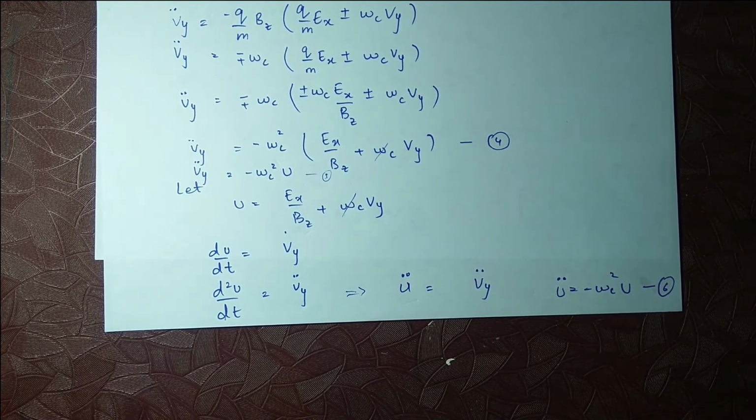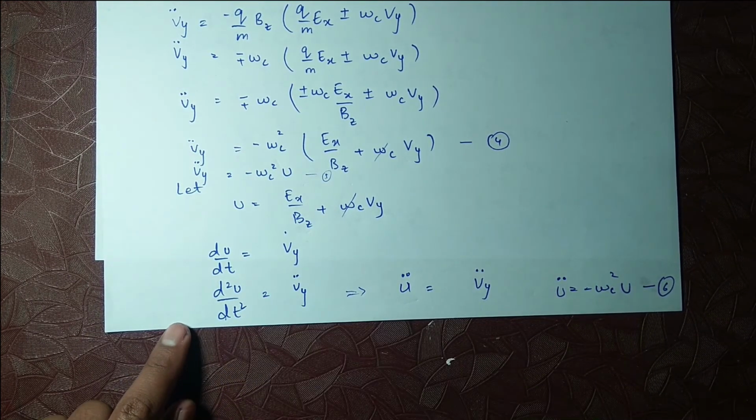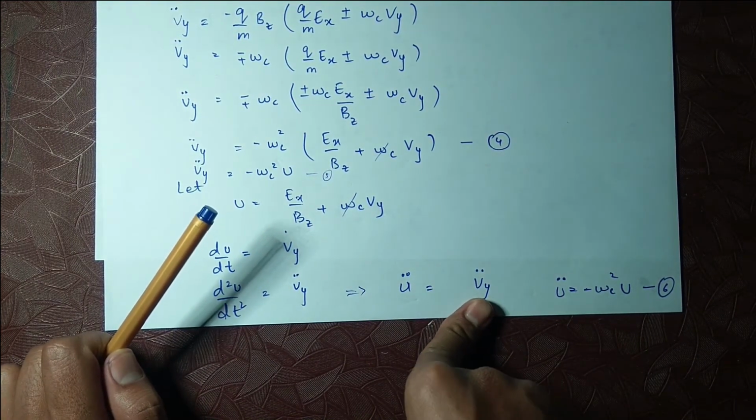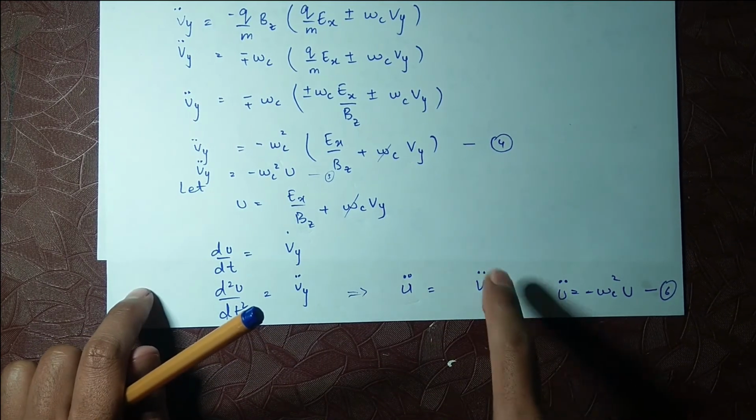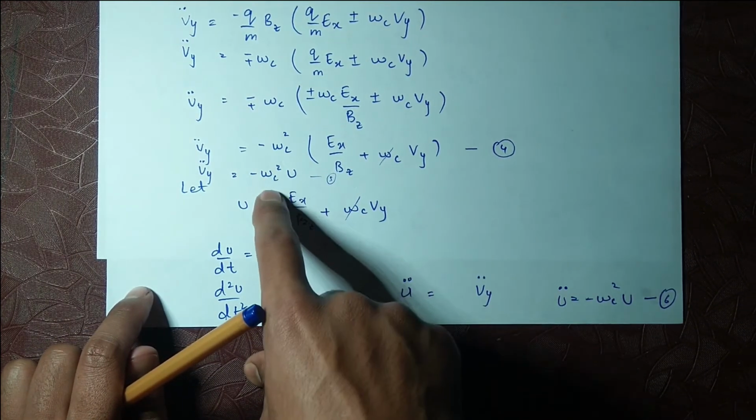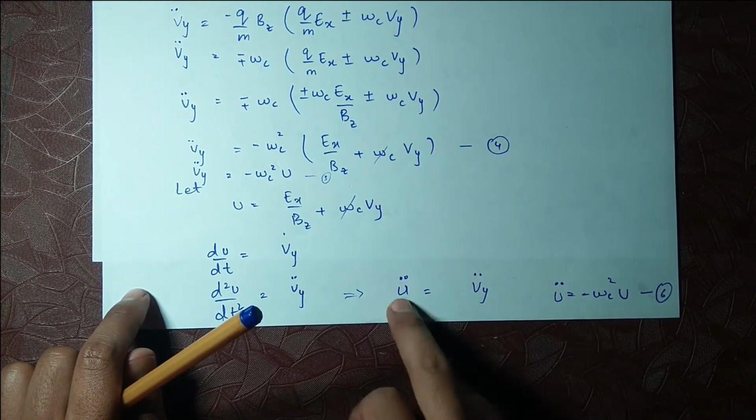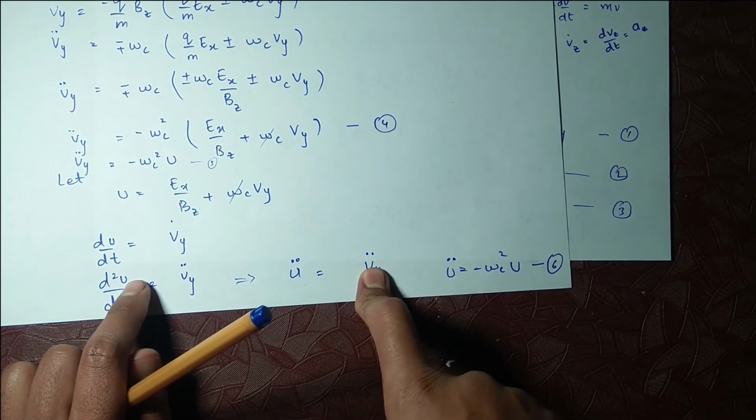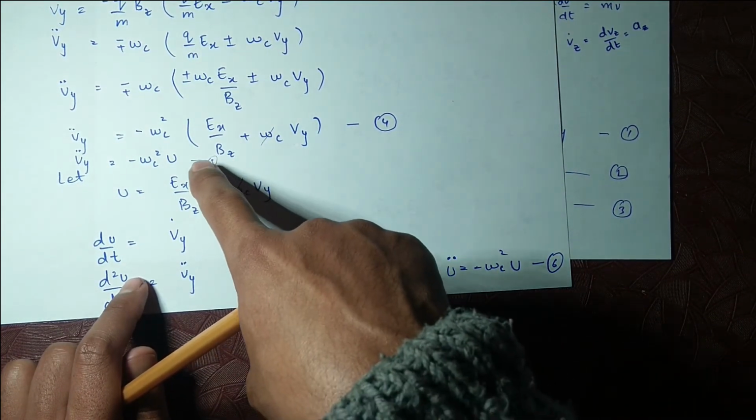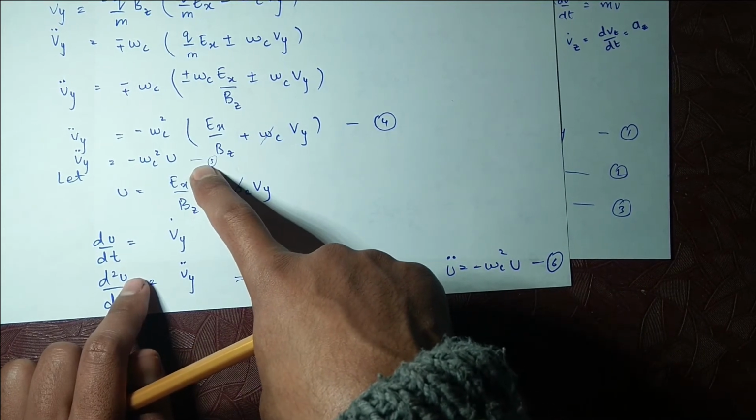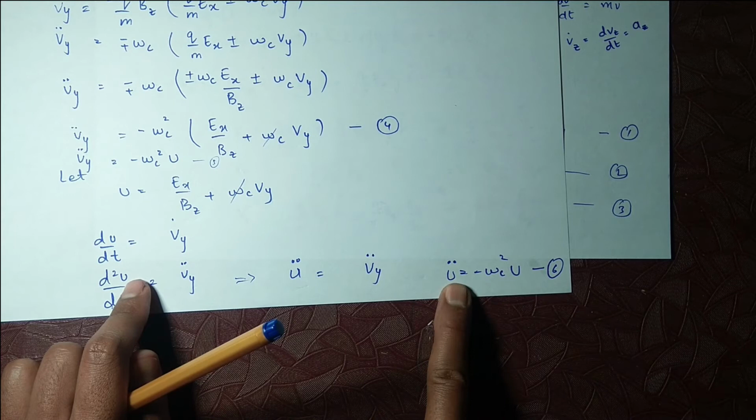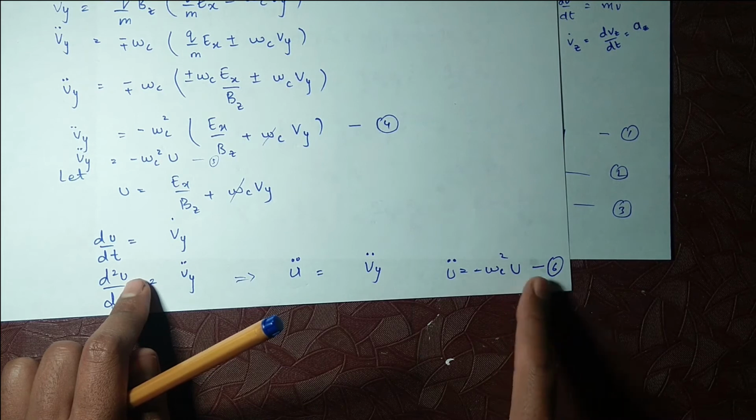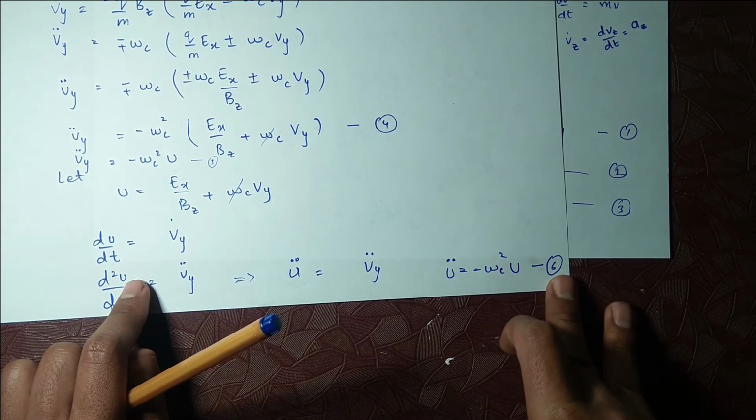From this equation we can say that u double dot equals Vy double dot, and this Vy double dot equals minus omega c square u. So by comparing this equation and equation 5, we can say that u double dot equals minus omega c square u, and we are going to write this as equation number 6.